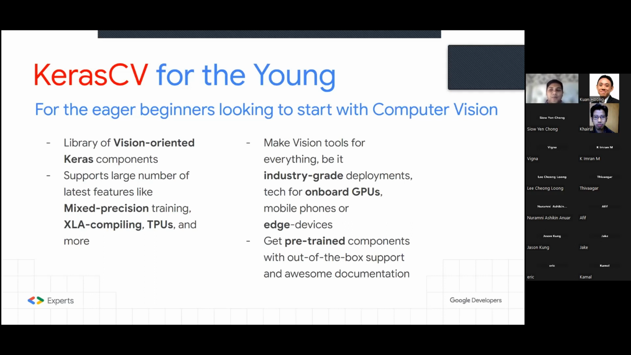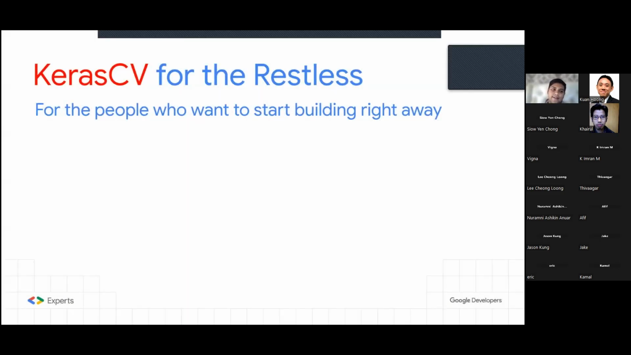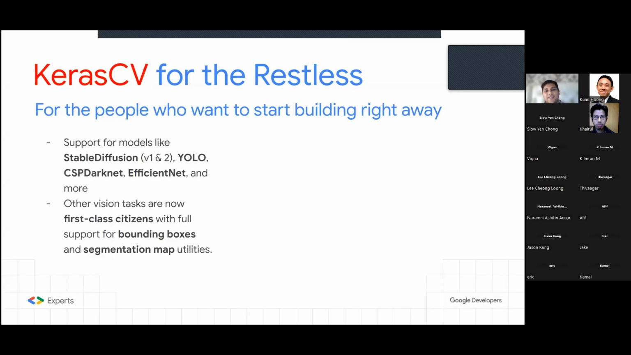Lastly, get pre-trained components with out-of-the-box support, because as individual developers, it's hard to train large-scale models, like maybe something with 10 billion parameters or so on. It costs too much for an individual. So there are already pre-trained components available that you can directly drop in and work with. For the restless ones who are eager to start building right away, there is support for models like Stable Diffusion, YOLO, CSP Darknet, EfficientNet, and major computer vision models readily available already.